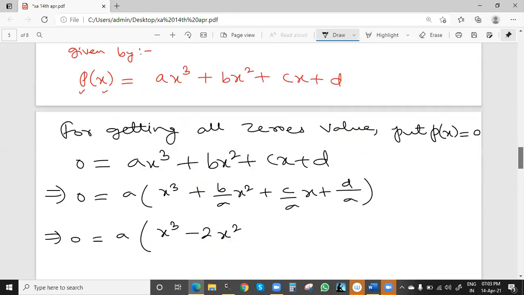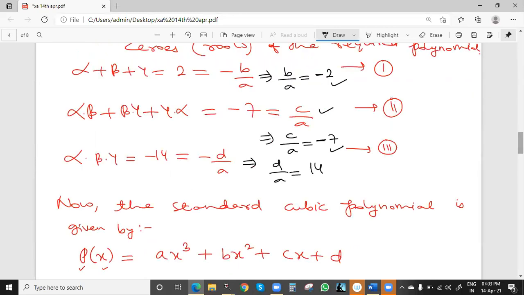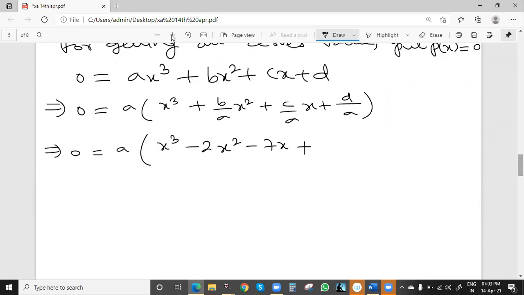So c by a will be minus 7. So this will be minus 7x plus d by a. So d by a value we can write from here, that is equal to 14. So this is the one equation we got.